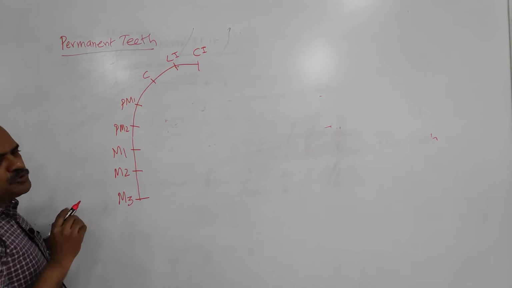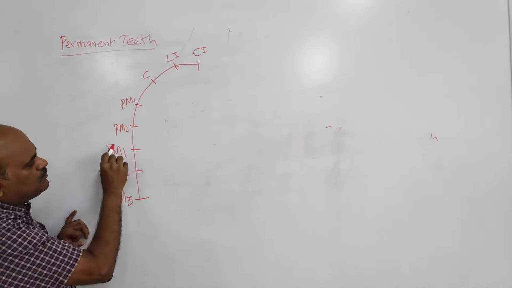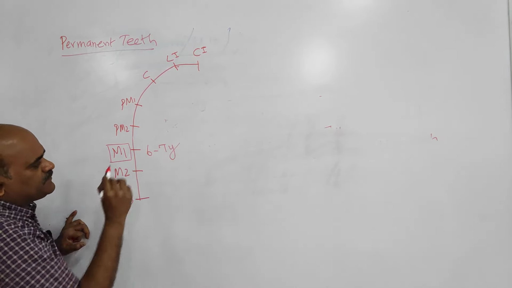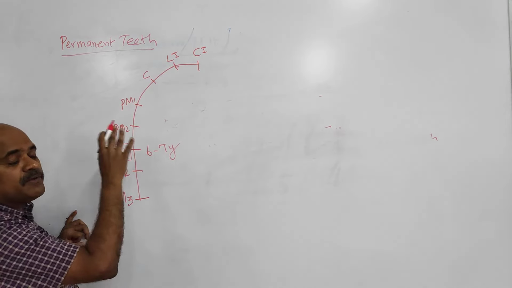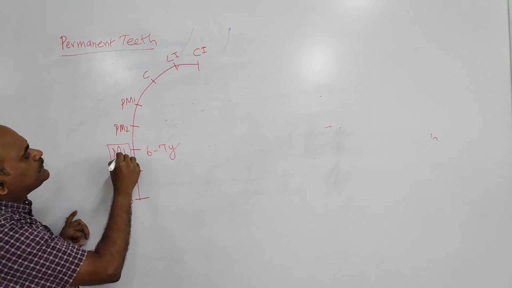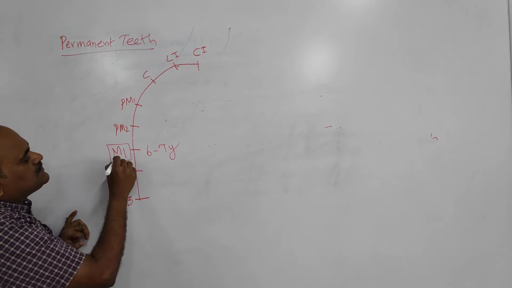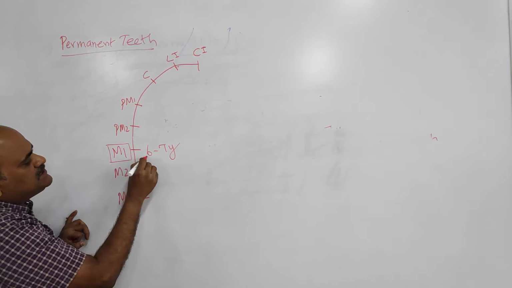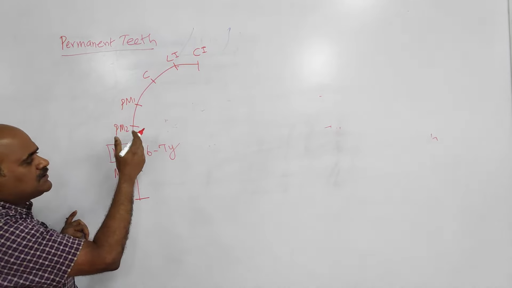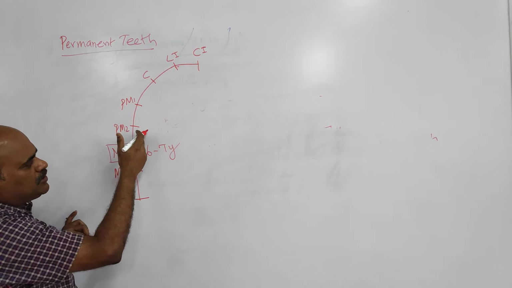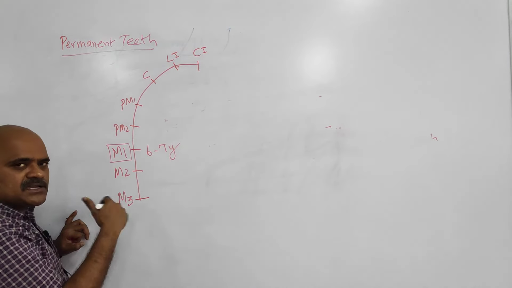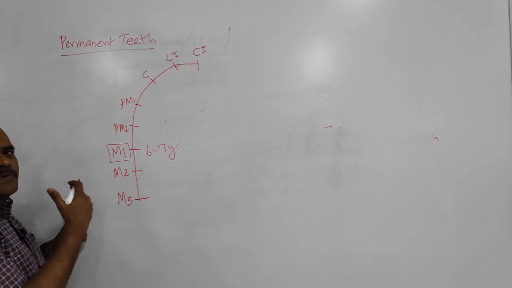Here, the first permanent tooth to erupt is the first molar that erupts between 6 and 7 years. Till 6 years, child will be having only 20 temporary teeth. Then, by 6 years onwards, after the temporary second molar, the permanent first molar erupts extra. That is why they are called super added teeth.